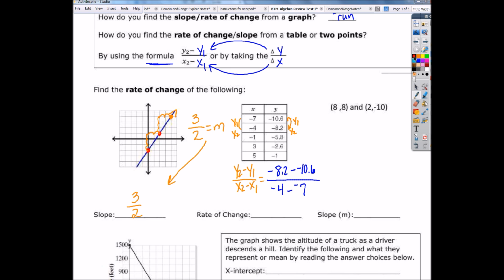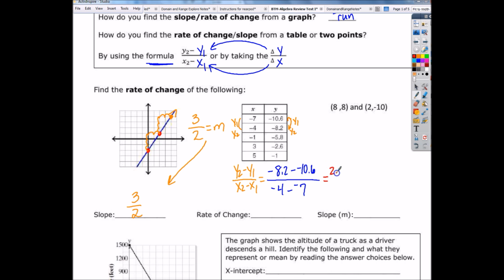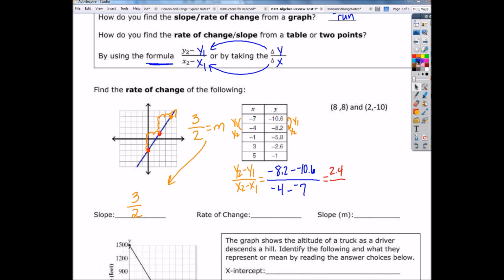So, if I have trouble doing this, all I'm going to do is say, I've got this calculator, you know what I'm saying? So I'm just going to type this in. So I've got negative 8.2 minus, then a negative 10.6. Press enter, 2.4. So on top, I get a 2.4. On the bottom, same thing, just use your trusty calculator. And I've got negative 4 minus negative 7. When I press enter, I get a positive 3. So I'm going to put positive 3 on the bottom there.